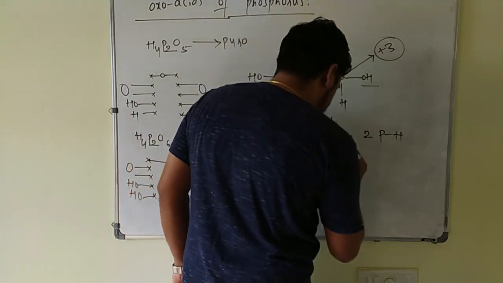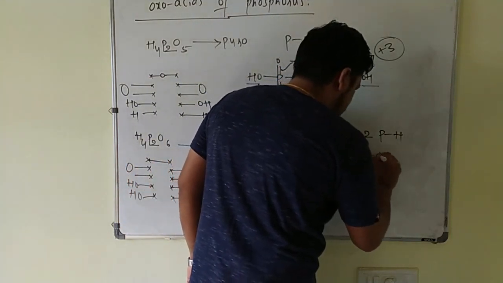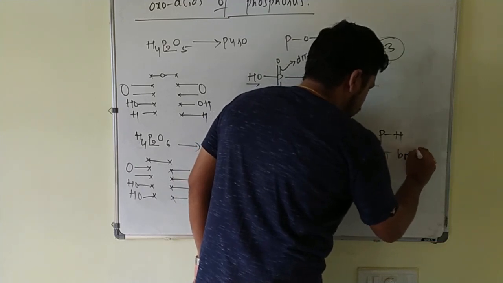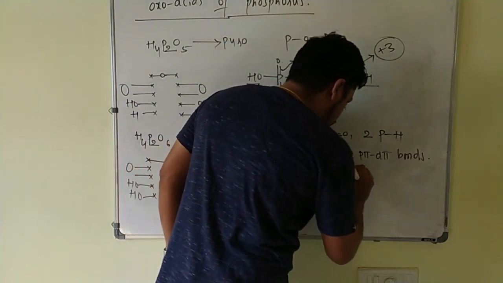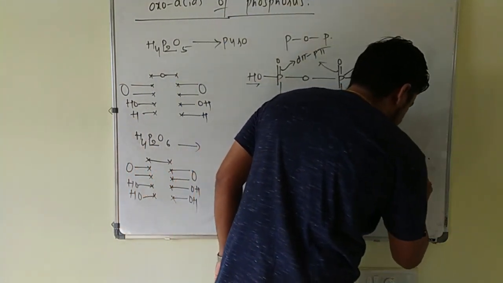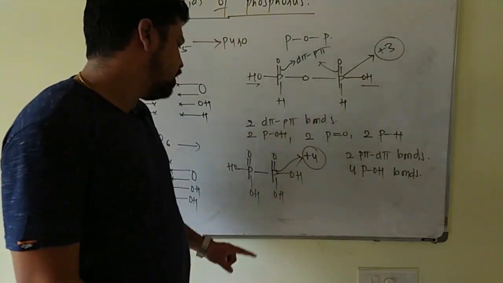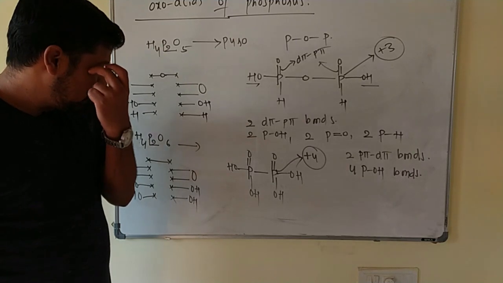All right. It contains 2 p5d5 bonds. First thing you have to write. Next, 4 POH bonds. As the number of POH bonds increases, what happens? Basicity of the acid increases. So it is not having any PH bonds. So it is not having any reducing property here.